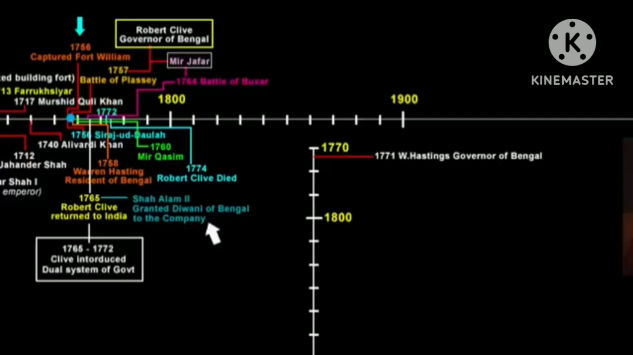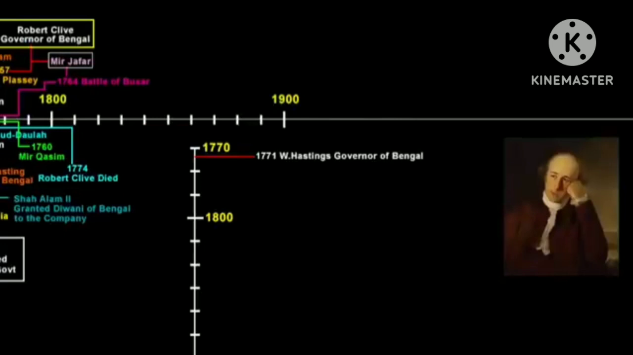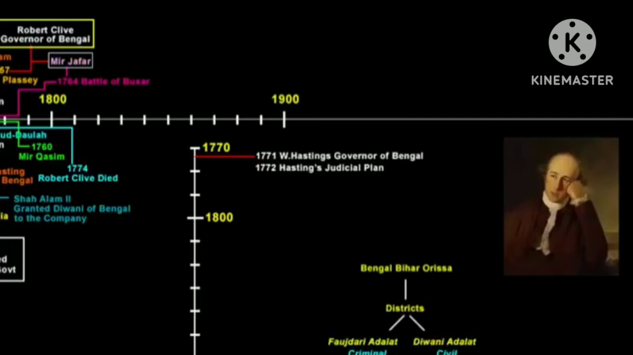There was a dire need for a change in regard to the civil and criminal justice system. Now, keeping that in mind, in 1772, Governor Warren Hastings formulated a new system of justice, which was also known as the Judicial Plan of 1772. So what happened was the area of Bengal, Bihar and Orissa was divided into several districts. Each district was to have two courts, a criminal court which was named Faujdari Adalat and a civil court which was named Diwani Adalat. And each of these districts had an English collector as its head. Now you can relate how the present day district administrative system came into existence.